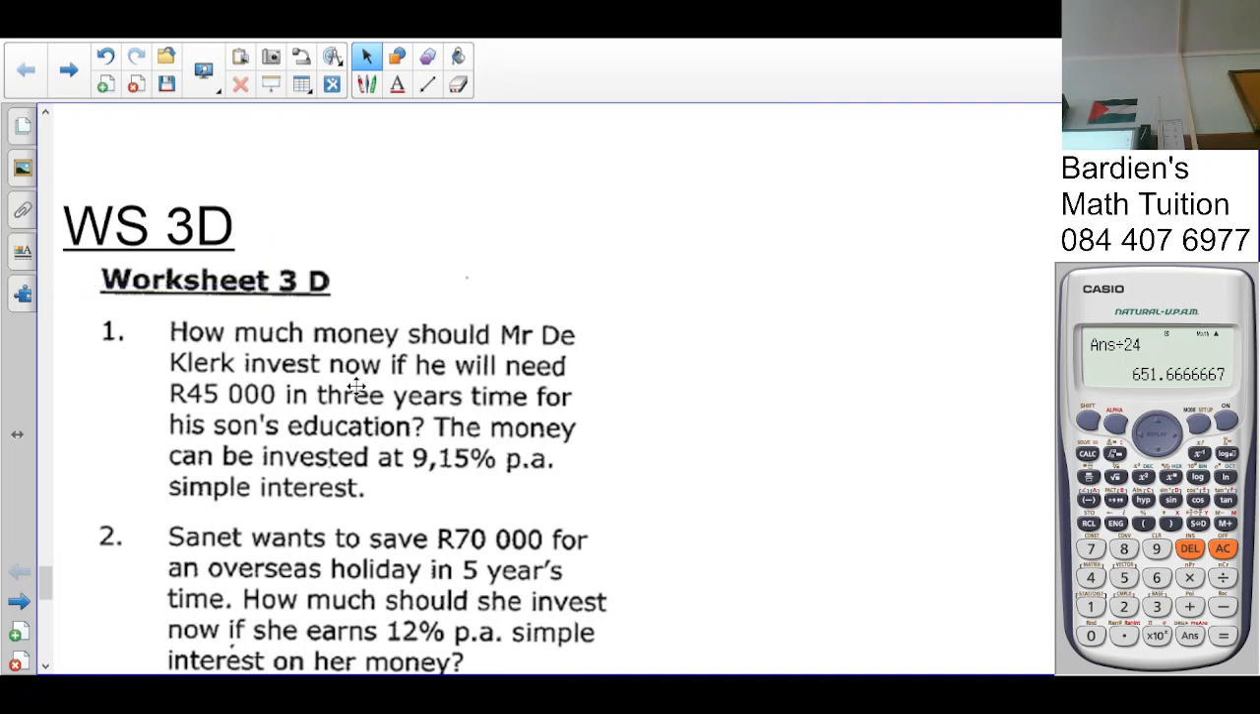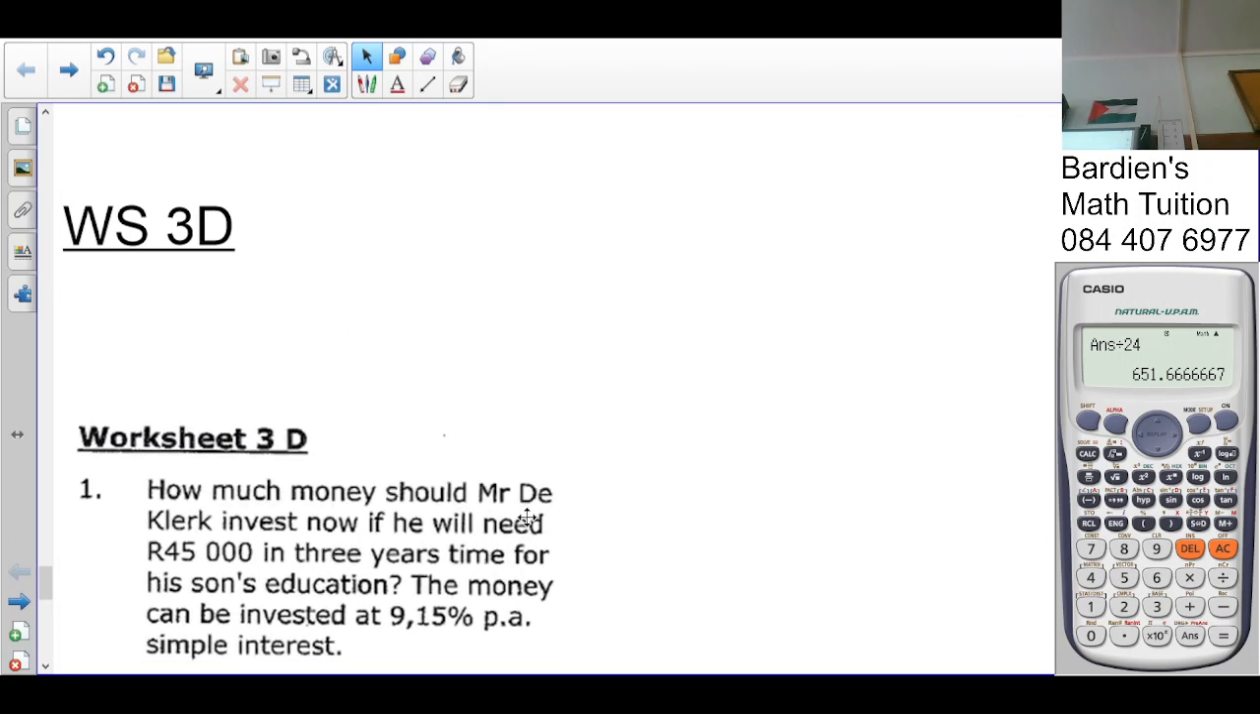Right, first question says, how much money should Mr. de Klerk invest now if he needs 445,000 rand in 3 years' time for his son's education? The money can be invested at 9.5% per annum, simple interest. So what are we actually calculating here? Are we calculating A? Are we calculating P? Remember, how much money should Mr. de Klerk invest now?